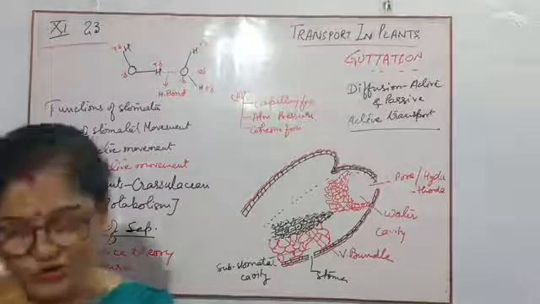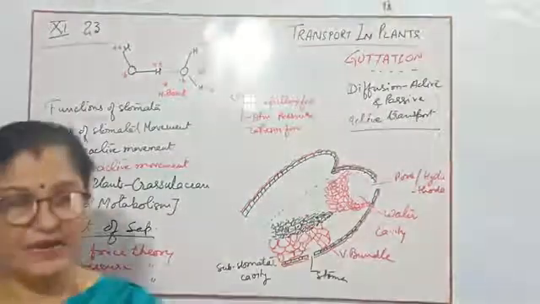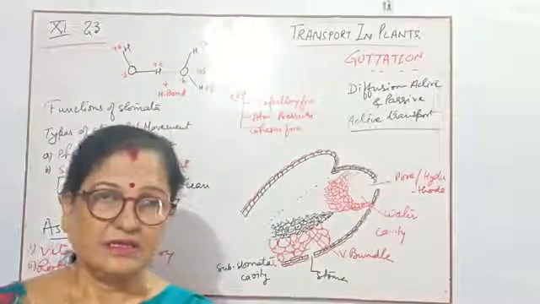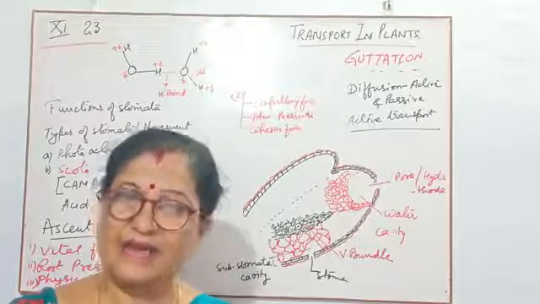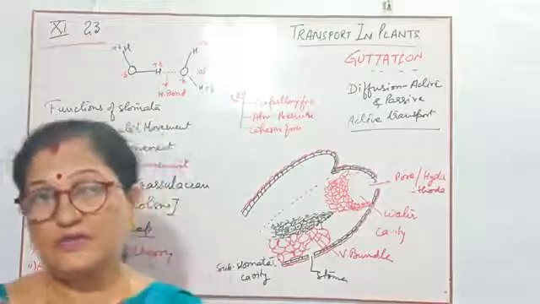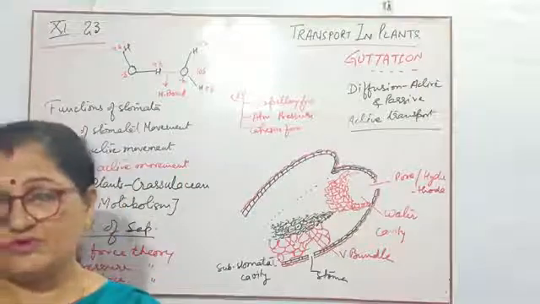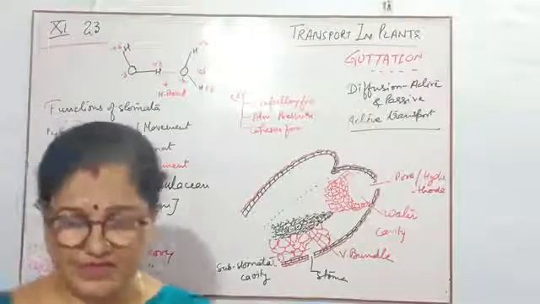Most of the water absorbed by the plant, they use very little during photosynthesis, and the excess water should be removed through transpiration. So these two are the main functions of the stomata.